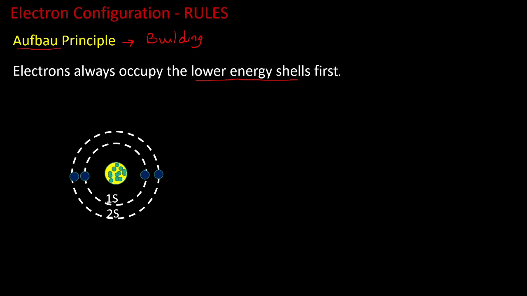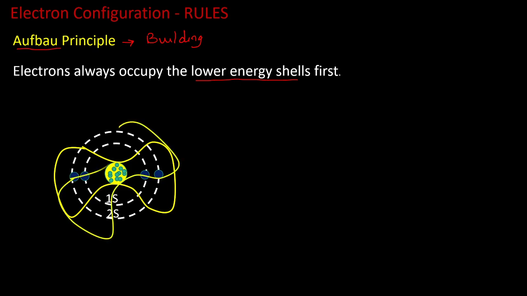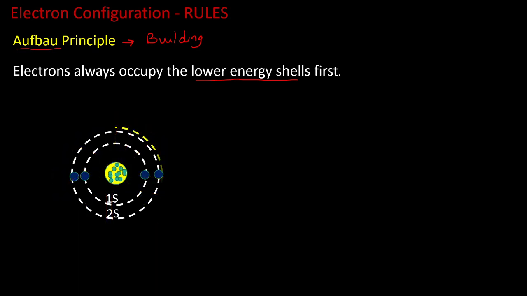Now after 2s gets filled, it is the p orbital that should get filled, and we have seen that the p orbital has the shape of a dumbbell, which can exist in 3 different orientations: px, py and pz. The next shell that would get filled is this p orbital. As you can see in the picture, px, py, pz will have very similar energy, very close to 2s, however slightly higher than 2s.